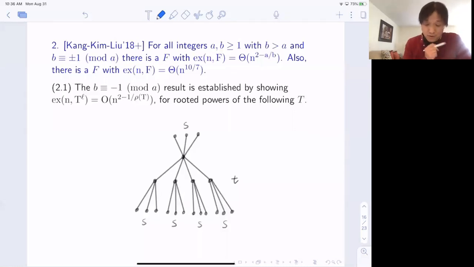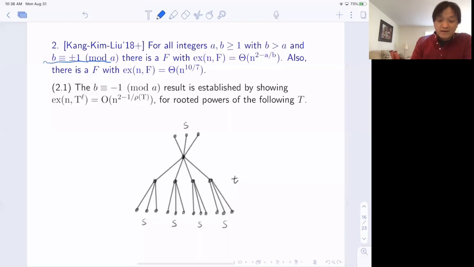Okay. So the condition is phrased this way, right? It looks somewhat unintuitive where it comes from. So let me explain where this condition comes from. Namely, the results have two parts.